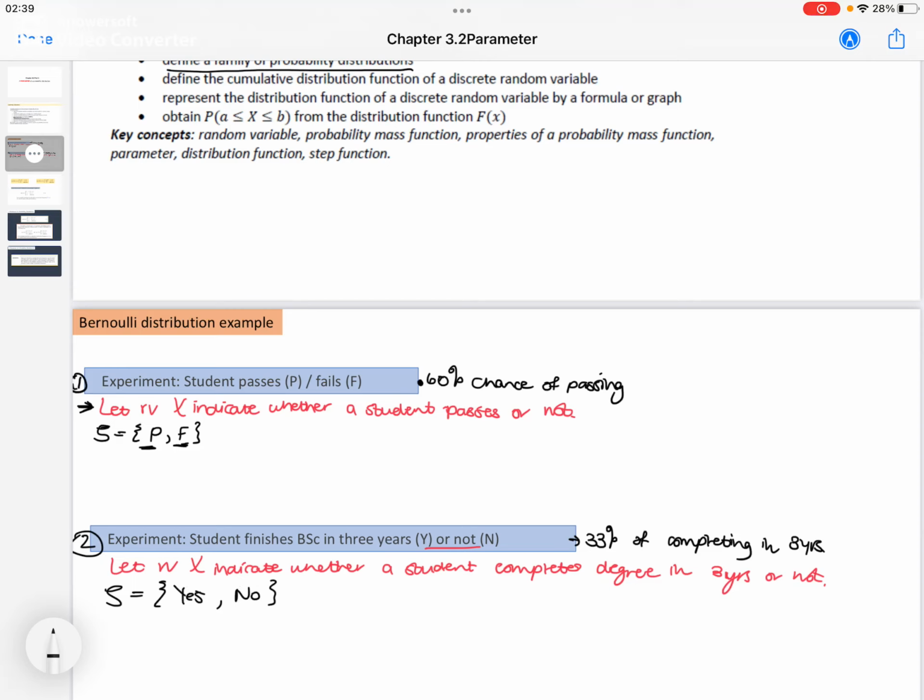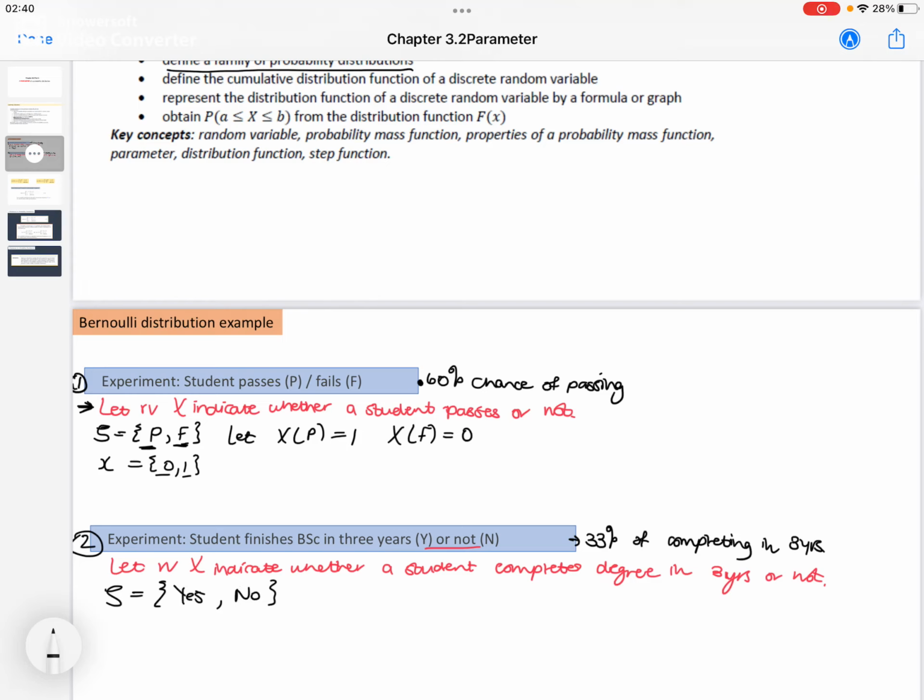We can also let the outcome P be denoted by numerical value 1, and we can let the outcome F be denoted by numerical value 0. And so the possible values for our random variable x are 0 and 1. By definition, this is a Bernoulli random variable since we only have possible values 0 and 1. And so random variable x follows a Bernoulli probability distribution.